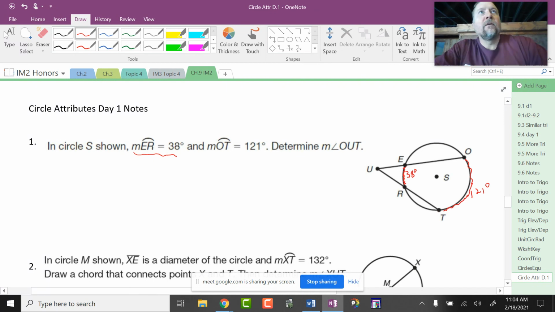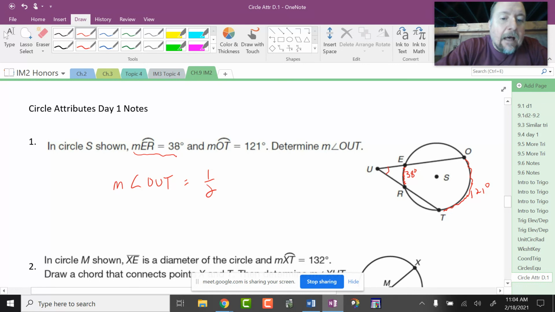Okay, do show me the work. Very simple. So remembering what this is, a secant. So angle OUT is this angle measure. So the measure of angle OUT is equal to half big minus small. That's all you have to do, and then you calculate.